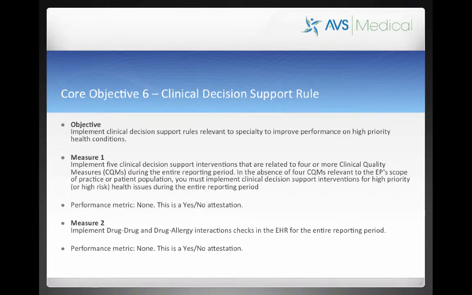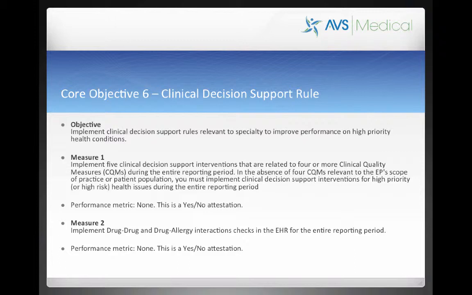Core objective number 6 is clinical decision support. So this one is similar to what it was in the past, although there's a few additions to it. To satisfy this one, there are actually 2 measures. And the first measure is that you must implement one clinical decision support rule that's relevant to your specialty or that improves the performance in one high priority health condition area.